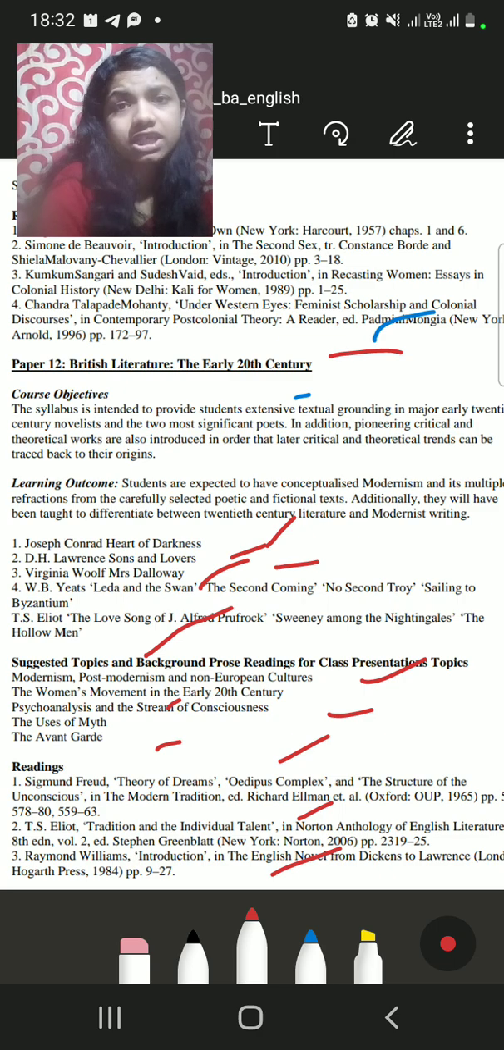These are too necessary. My most favorite among these is The Second Coming, and Leda and the Swan has a mythical element taken. No Second Troy has an allusion to the Iliad and Odyssey, you get that from the very title. And Sailing to Byzantium is about so many things. One is that age, tradition versus modernity, then new generation versus old. So many things are there. Line by line explanation we will go through.